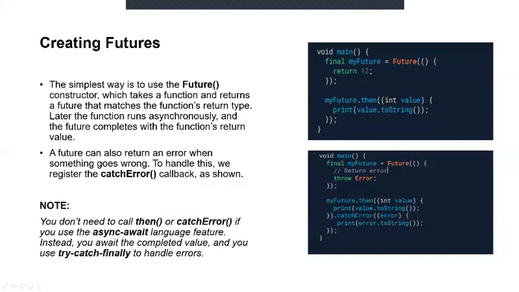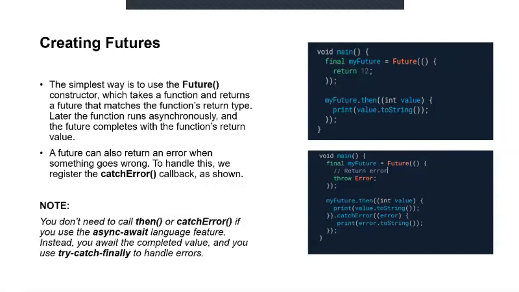So you can use my future.then to register what happens if it returns with a value. And then you can chain the .catchError callback to register what happens when the future returns with an error. Just like the .then callback receives the value, the catchError callback receives an error, and you can do whatever you want with that error inside that callback. And again, when you get to the code lab session, we can explore this further.